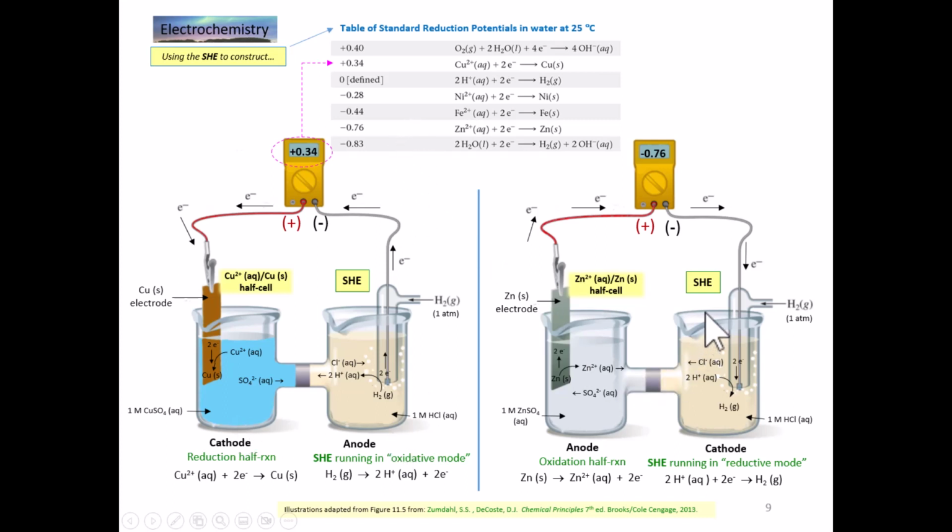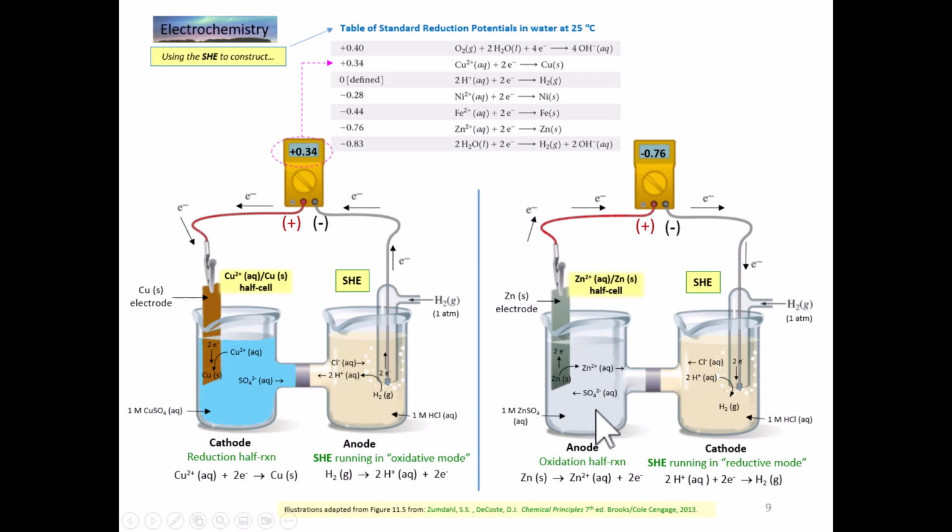Well, how about the system on the right here? In this instance, we have a zinc 2+ zinc half cell connected to the standard hydrogen electrode. And when we connect all of this up, we have, just to remind you, zinc sulfate in this beaker, 1 molar solution, and 1 molar solution of hydrochloric acid in the standard hydrogen electrode half cell. And when we do this, electrons flow in the opposite direction to what they flowed for the copper example.